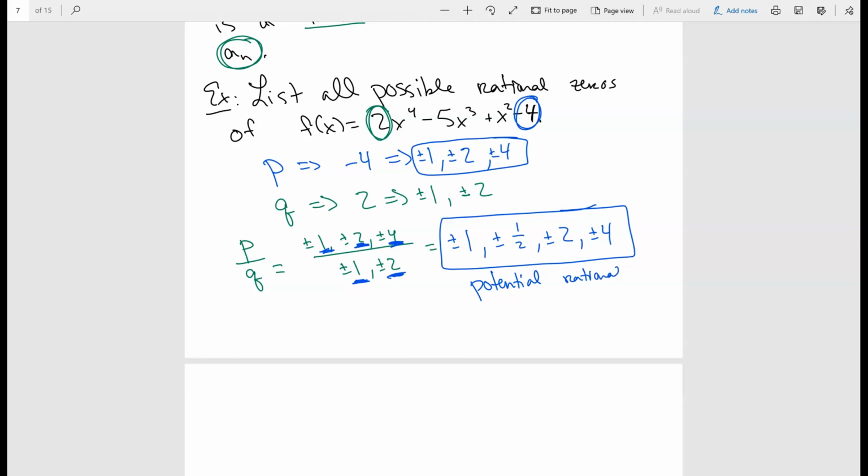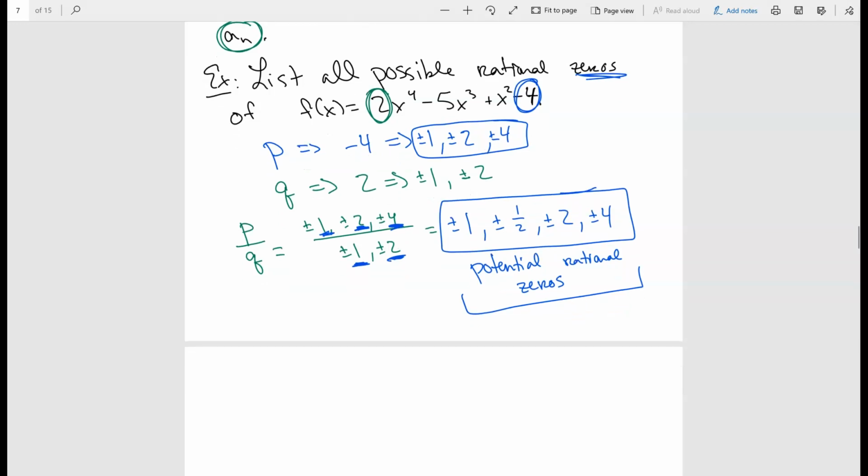It doesn't mean that all of these are going to be zeros. It means that these are potential rational zeros. Remember that when we're talking about zeros, you can have complex or imaginary numbers. These are not included in here. You can also have irrational numbers like the square root of 2. This is not included either. But if we can find at least one rational zero, then I can use synthetic division to figure out the rest of them. So this will be the answer right here.